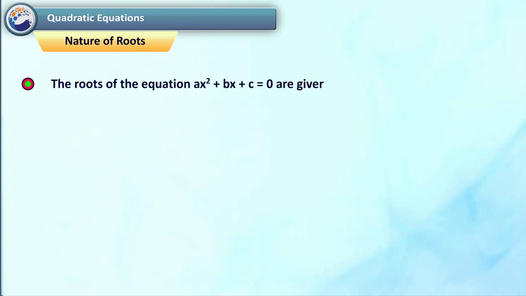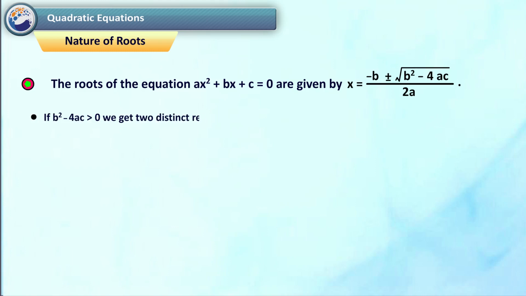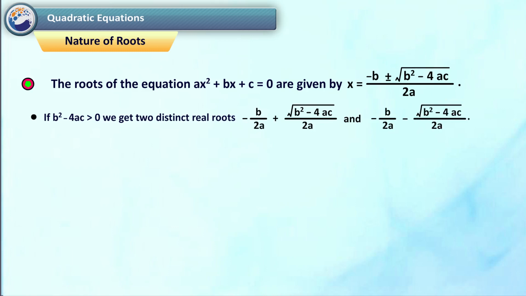Nature of roots. The roots of the equation ax squared plus bx plus c is equal to 0 are given by x is equal to minus b plus or minus root of b squared minus 4ac upon 2a. If b squared minus 4ac is greater than 0, we get two distinct real roots, minus b by 2a plus root of b squared minus 4ac upon 2a and minus b by 2a minus root of b squared minus 4ac upon 2a.